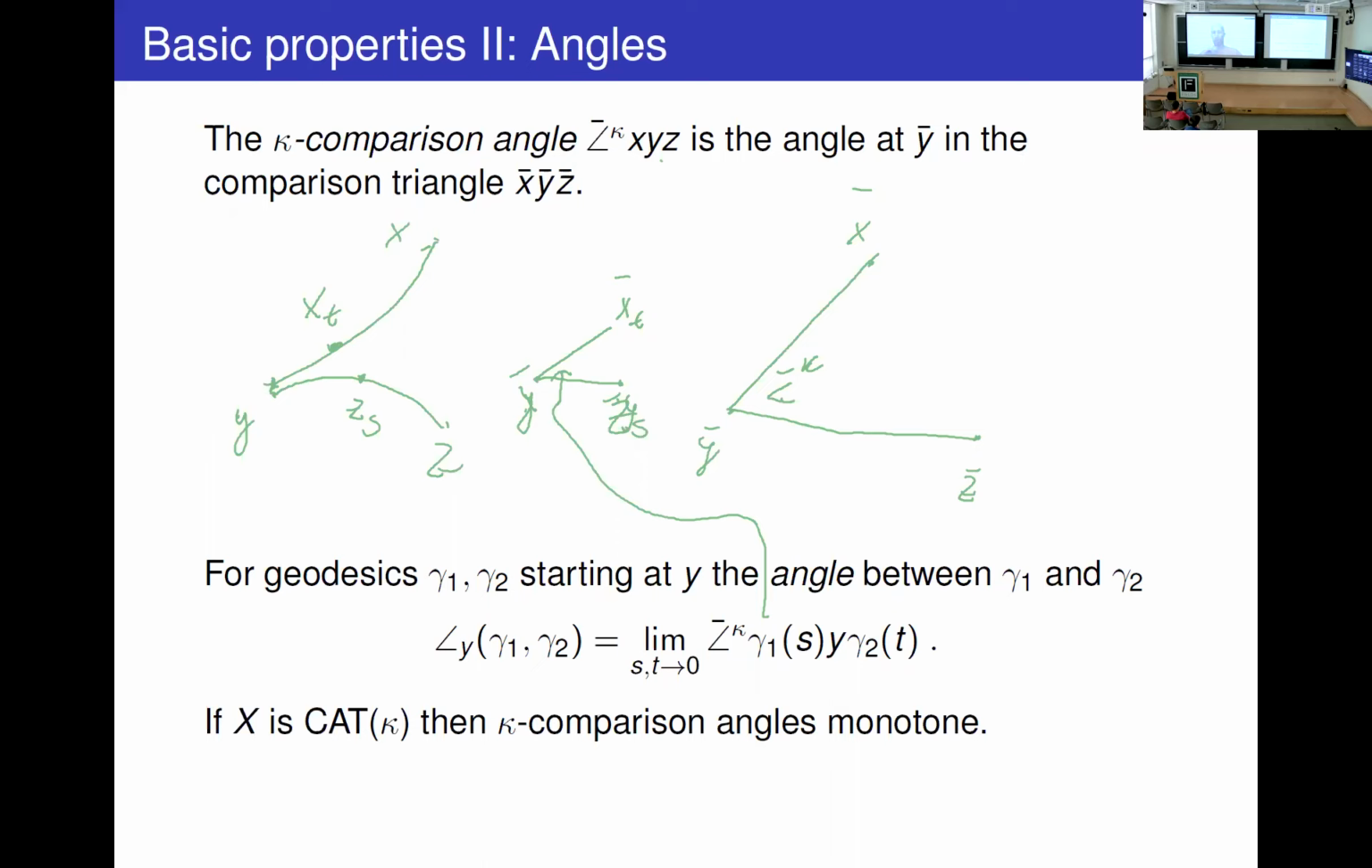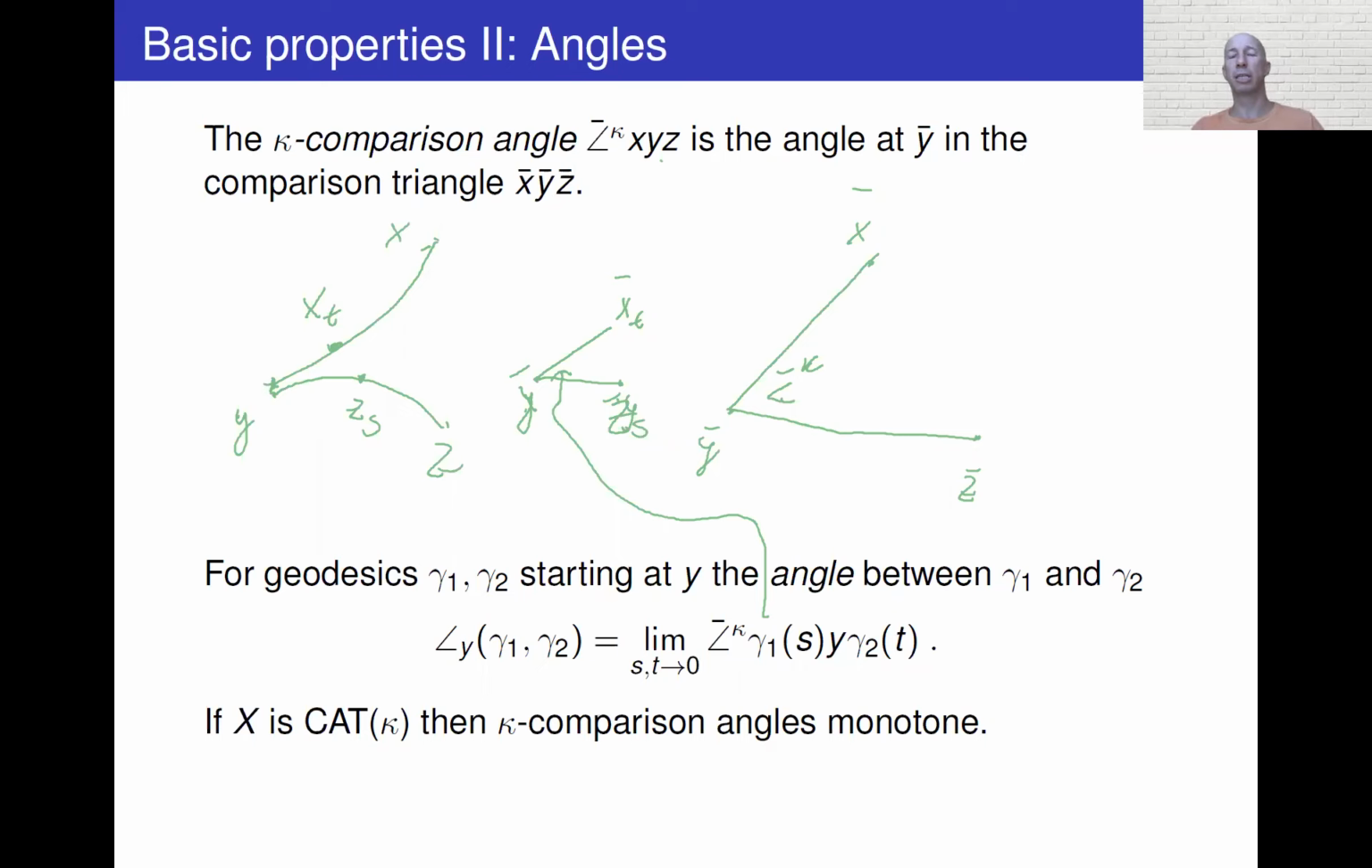Sorry, I'm confused about the notation. You have a kappa superscript on one of the angles and not the other one? Yes, this is a very good question. On the other side, it is independent of kappa. On the left-hand side, this angle, if it's defined for one kappa, then it's defined for other kappas, and it's independent of the kappa.